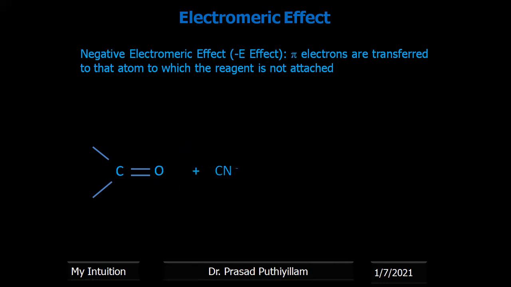Another example is with the cyanide ion, CN minus. When it tries to attack, it cannot react with oxygen because oxygen is already negatively charged, whereas carbon can form a bond. Therefore, the cyanide group will connect with the carbon, and the electron movement in the pi system is away from the attacking reagent. Therefore, we call it a minus electromeric effect.